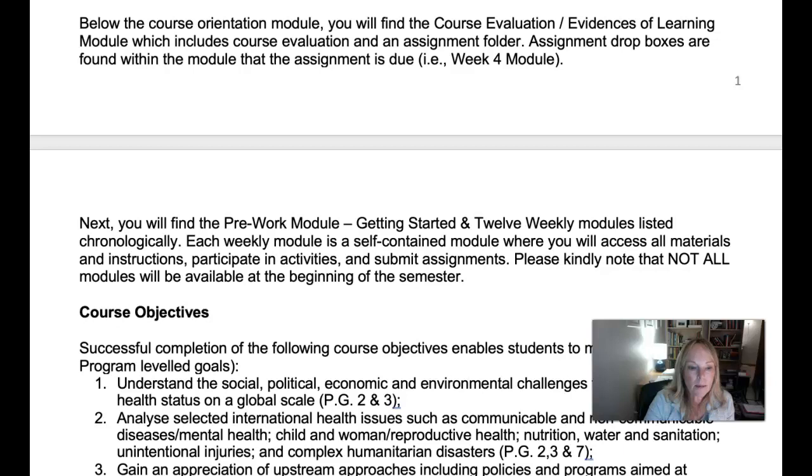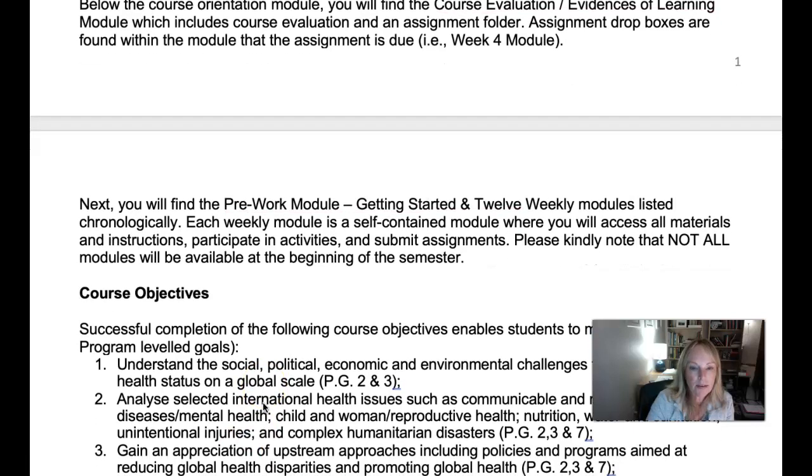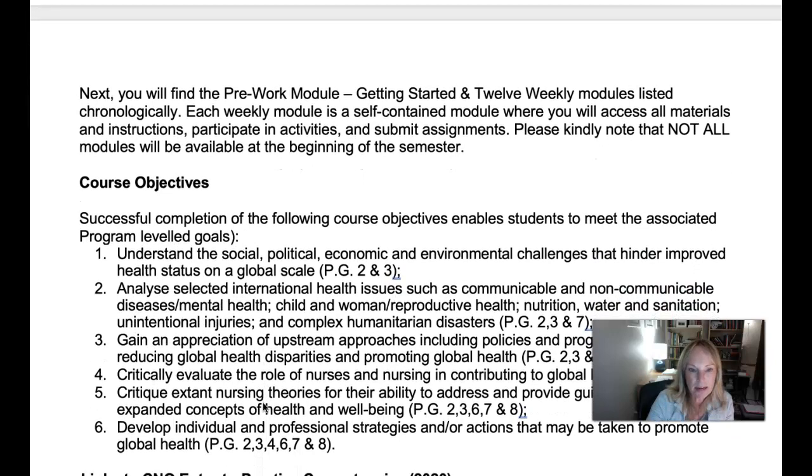So below the course orientation module, you're going to find the course evaluation and evidences of learning, which I'll go through in this short lecture. And then you're going to find the pre-work module, Getting Started. It's really just a quick overview of how to work through the course, how the course is set up. It goes through the course objectives and just gives you a firm grounding to set the stage for working through the next 12 weeks. So I really strongly advise you to do that. It will not take you probably more than an hour.